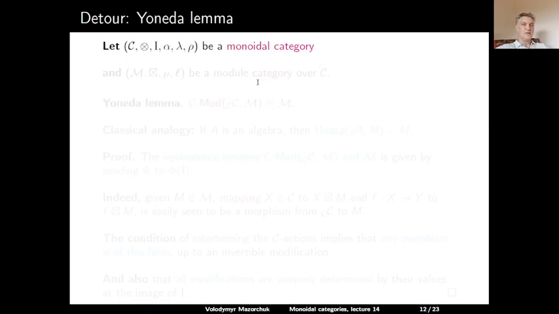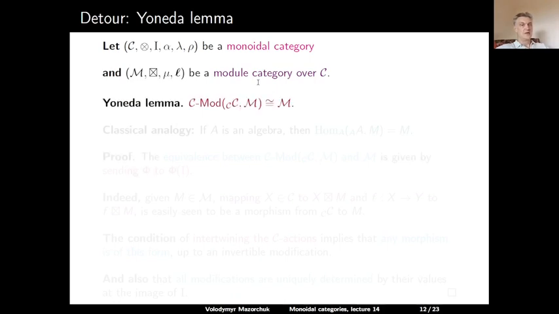So let C be a monoidal category and M be a module category over C. The Yoneda lemma asserts the following. If we take the category of all morphisms from the left regular C-module C to M, this category is equivalent to the category M.